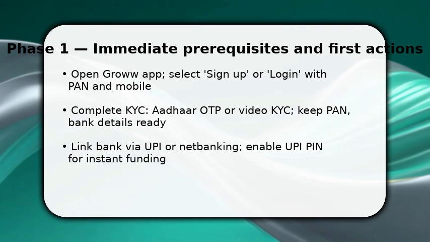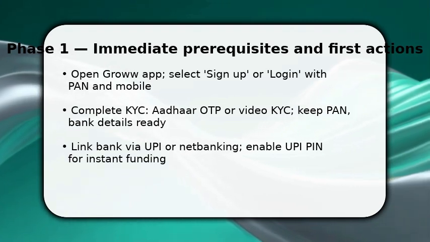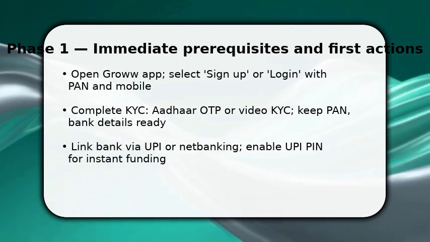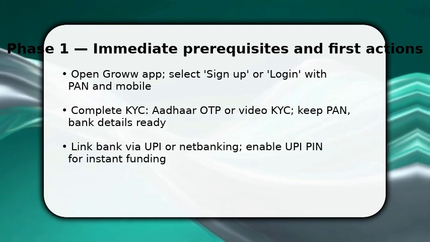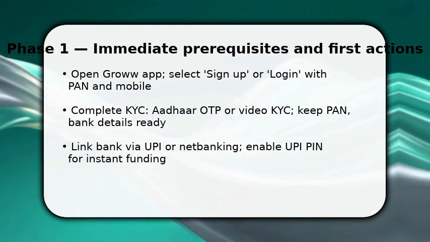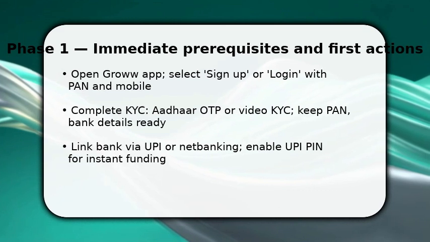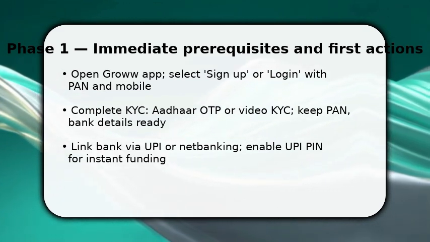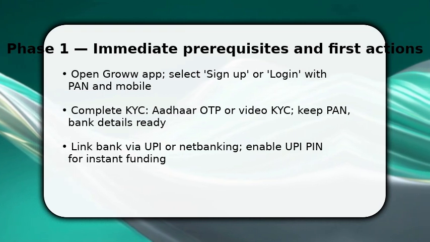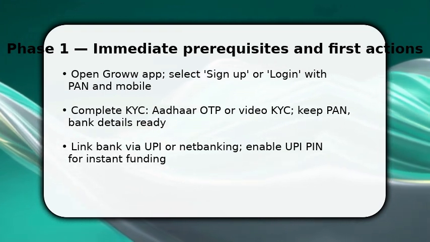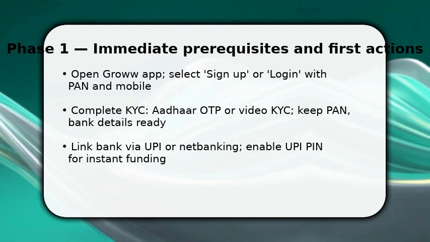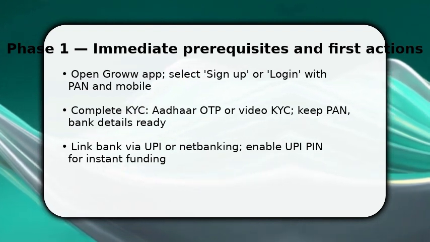You begin by opening Groww and choosing Sign Up or Login. Use your PAN and mobile. Next, complete KYC, either Aadhaar OTP or Quick Video KYC, because verification unlocks trading. Have your bank account details ready, link via UPI or net banking, and set a UPI PIN. Once done, make a small test transfer to verify.